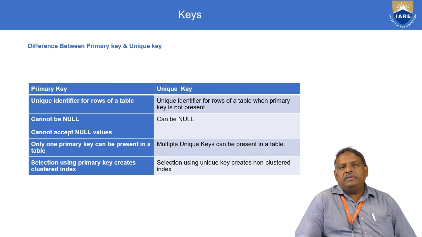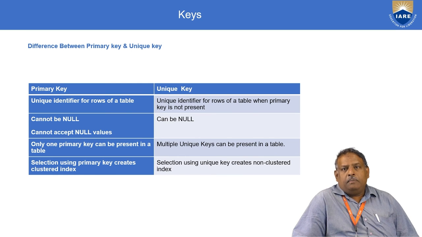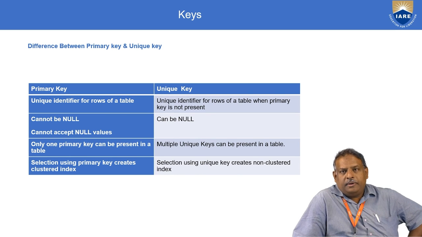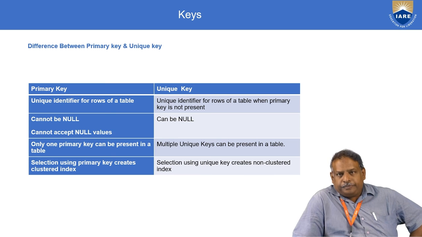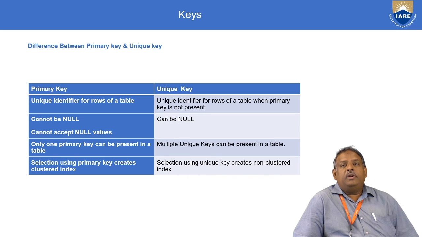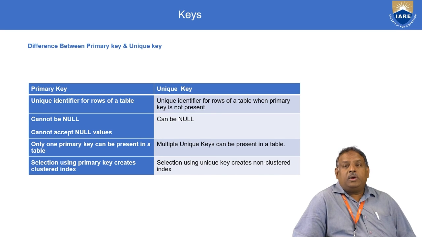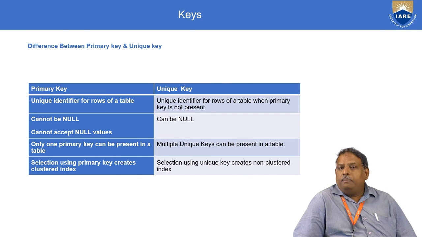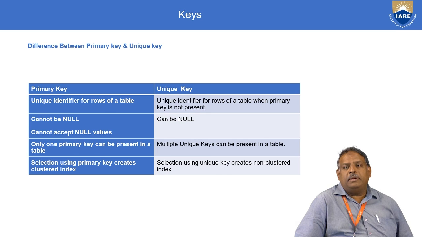Last, we'll see the difference between a primary key and a unique key. Both will uniquely identify a record in a table. So both primary key and unique key will identify a unique record. A unique identifier for rows in a table is a primary key. A unique identifier for rows of a table when a primary key is not present is a unique key. Not accepting null values is a primary key property, whereas a unique key can have one null value. Only one primary key can be present in a table. Multiple unique keys can be present in a table.